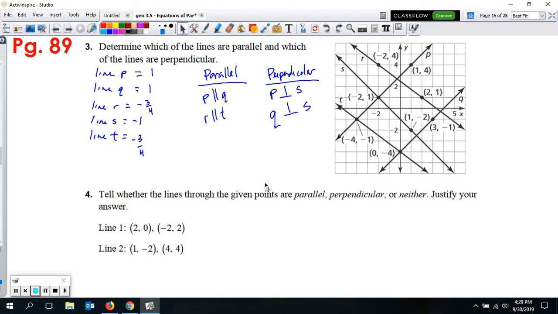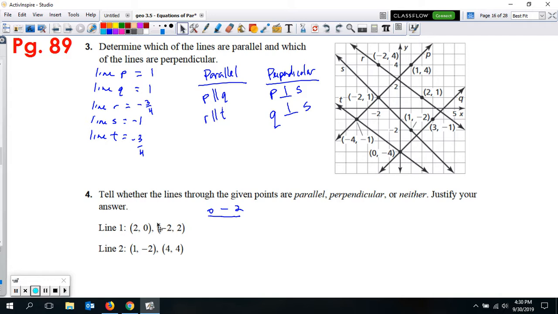These two are parallel. And then number 4 says, tell whether the lines through the given points are parallel, perpendicular, or neither. Justify your answer. And so our justification will really just be our work here as we go through. So what we can do there is find the slope for line 1, find the slope for line 2, just using our subtract the y's over subtracting the x's. So if we're subtracting the y's on line 1, that's the 2 and the 0, we could go 0 minus 2 if I did it with the first one, if I start with the first point minus the second point.